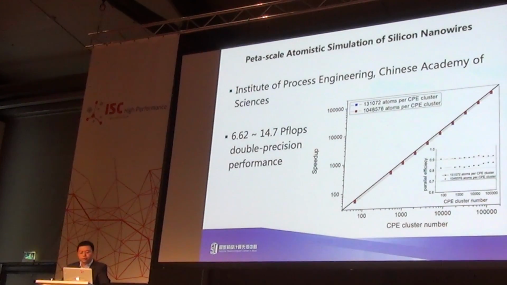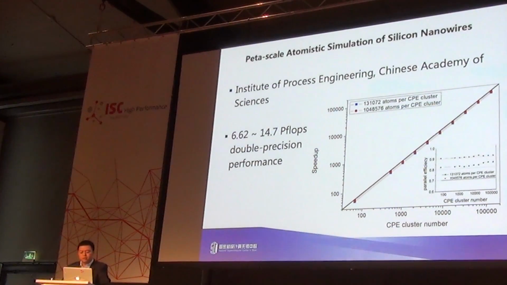The third one I want to mention is the atom level simulation of silicon nanowires. This project is done by the Institute of Process Engineering, the Chinese Academy of Sciences. Again, this one also manages to scale to the level of 8 million cores, and the performance is around 6 to 14 petaflops in double precision.